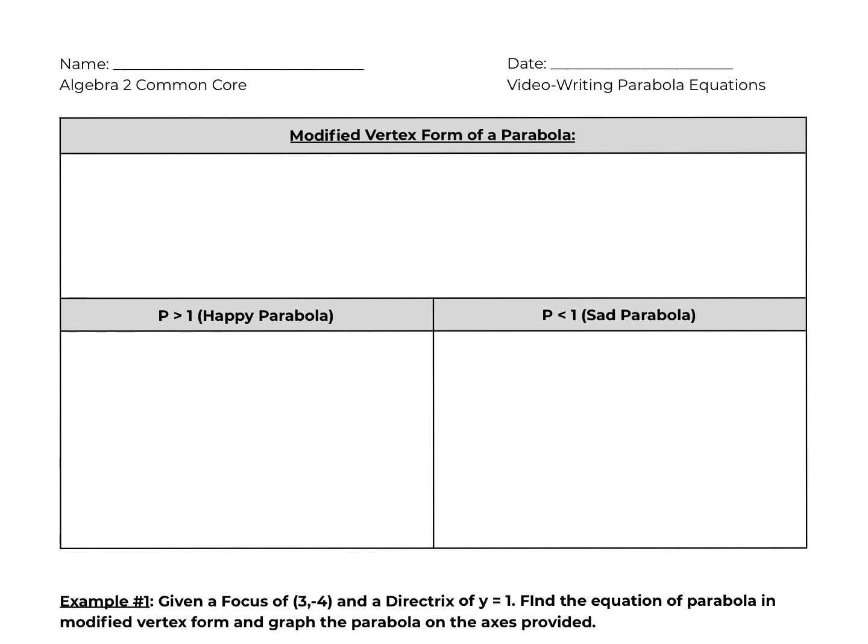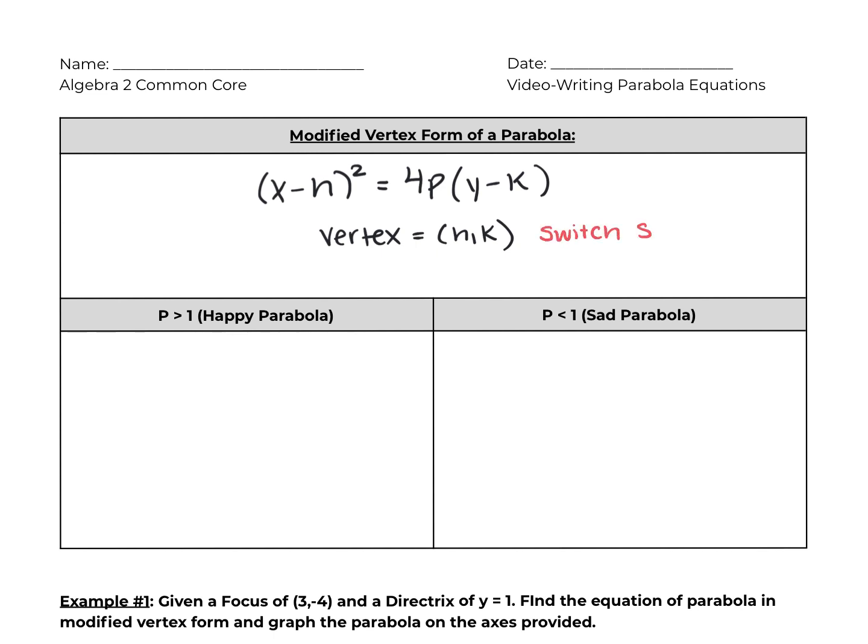So modified vertex form of a parabola is (x − h)² = 4p(y − k), where our vertex is the point (h, k), which is the opposite signs in the formula, right? If it's a negative h, it goes to a positive h. If it's a negative k, it goes to a positive k. So you can write "switch signs" if that helps.